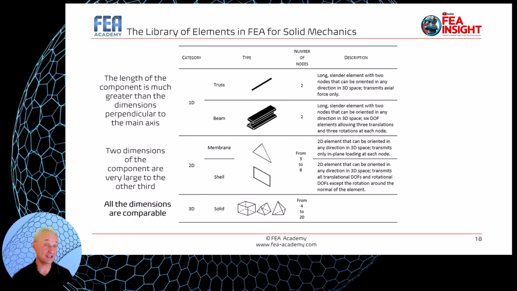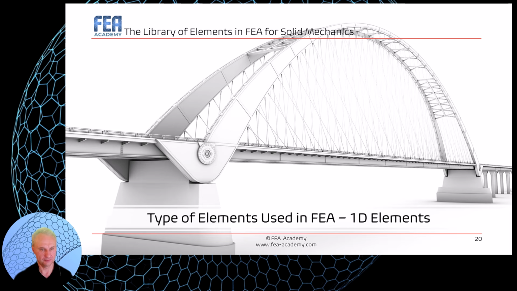And after that, you have the 3D category where all the dimensions are comparable. They can have between 2 and 20 nodes. Typically, they are 3D solid elements having various forms, and they transmit only the translational degrees of freedom. So let's start with the 1D element.